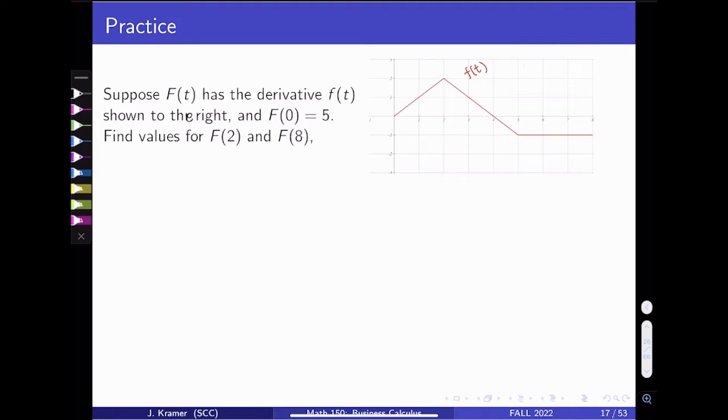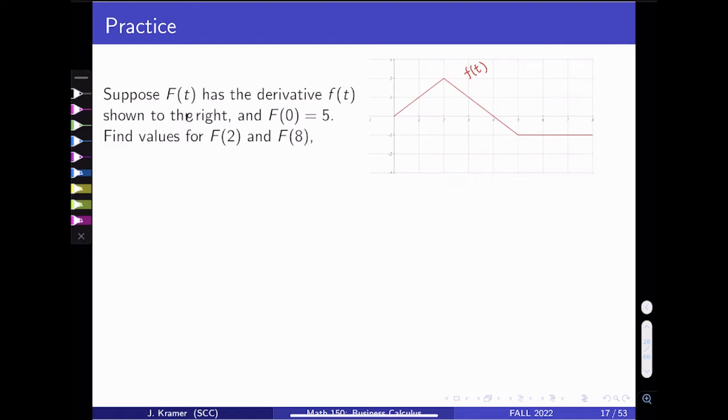We want to use the fundamental theorem of calculus to find the values for capital F of 2, so the antiderivative evaluated at 2, and the antiderivative evaluated at 8. And we're also given that F of 0 of the antiderivative is 5. Note that we don't know that from this graph. That has to be given information.